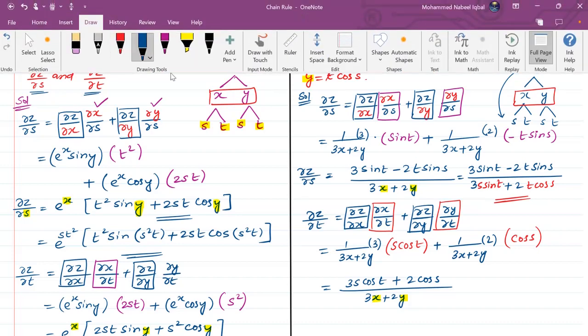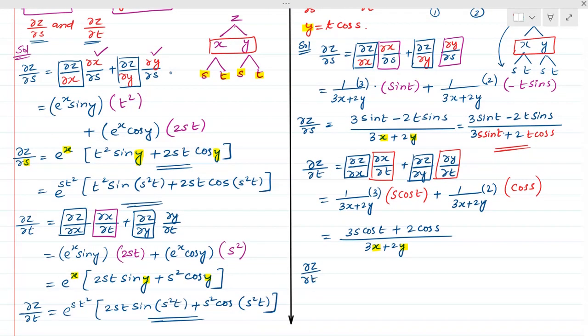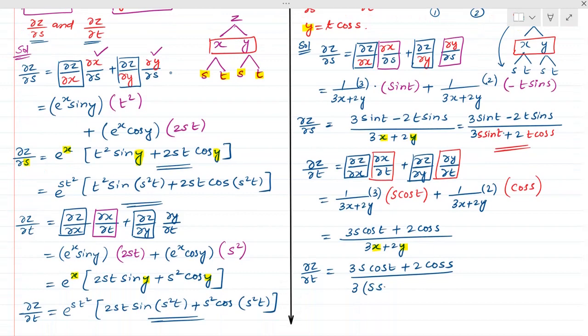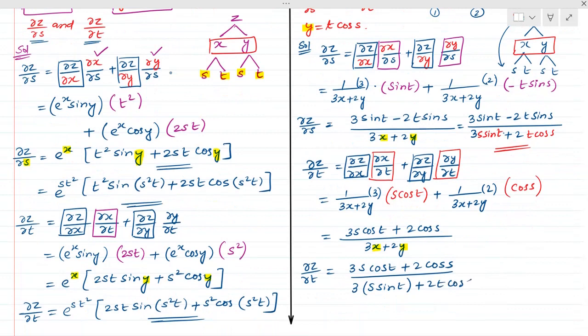So what is this here? Final answer: dou z over dou t is given by 3s cosine t plus 2 cosine s, whole divided by 3 times s sine t plus 2 times, what is y? t cosine s.